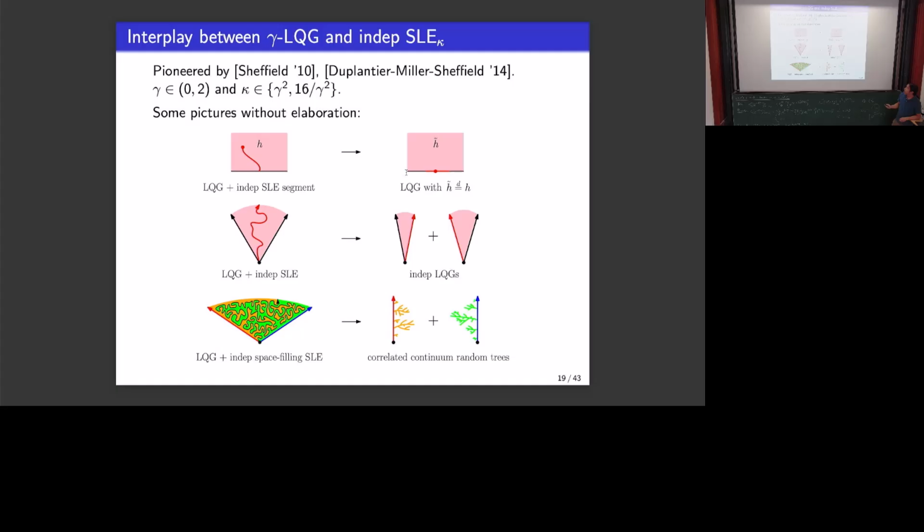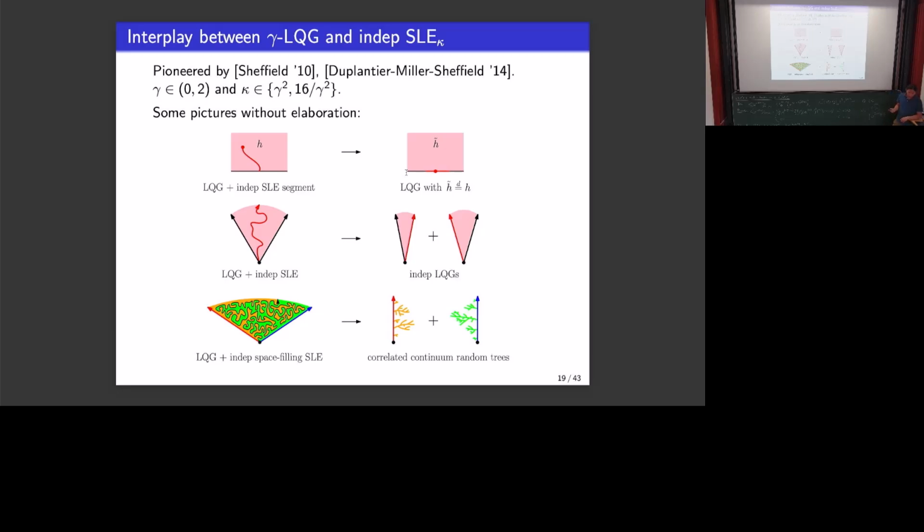Okay, there's a quick note about this coupling. This is something that you can guess from CFT as well by looking at the central charges of your Liouville theory and your SLE curve. And you want these things to sum to 26. But okay, I don't go into detail there.